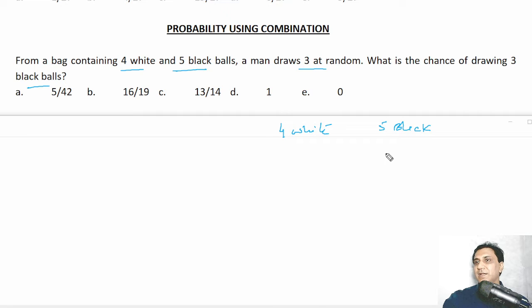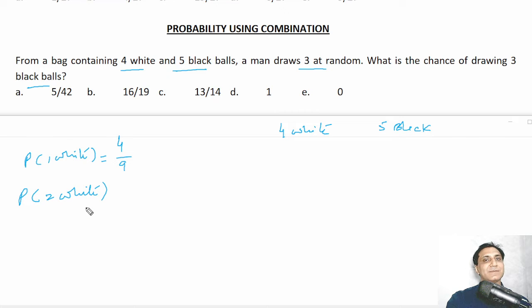If I'm choosing one ball and that should be white, what's the probability? There are 4 white balls, so we have 4 possibilities out of 9. So the probability of picking one white ball is 4/9. Now what if I say I am choosing 2 white balls?